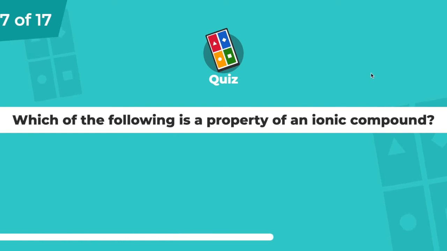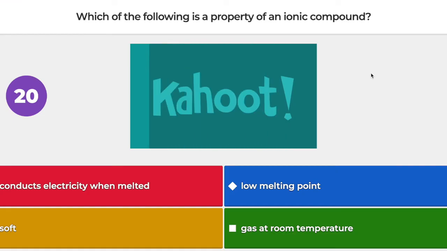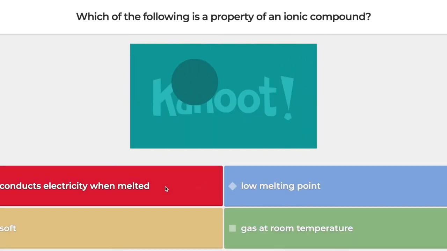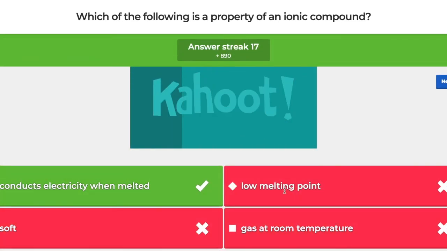All right, last question. Which of the following is a property of an ionic compound? All right, when it is melted, it is going to conduct electricity. They have high melting points at room temperatures. They are solid, and they tend to be hard and brittle, not soft.